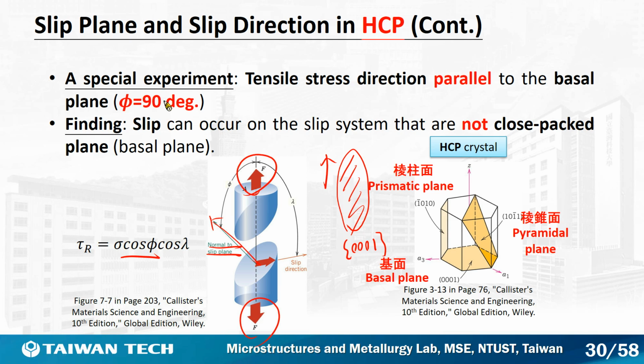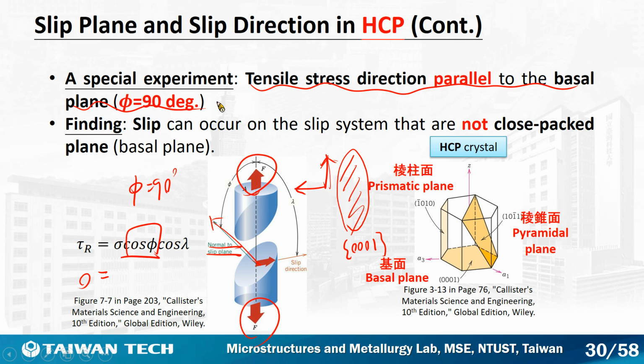And let's see the phi. The definition of phi is the angle between the stress direction, this one, and the normal to the slip plane. So this is the slip plane, then the normal will be this one. So phi equals 90 degrees. And we take it here. So we will get 0 for tau R. So for these conditions, there would be 0 shear stress on the basal plane.